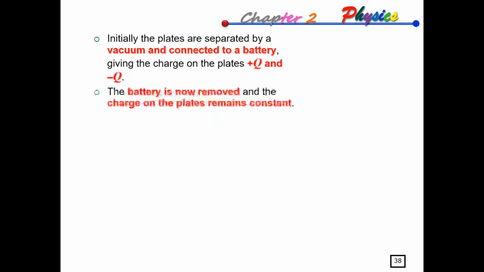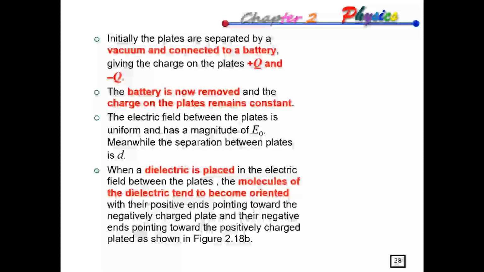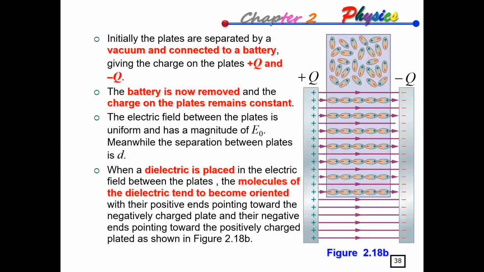Okay, now we want to investigate what will happen if the dielectric is placed in between the plates. We can see here in figure 2.18b, the dielectric is placed in between the plates. The molecules of the dielectric tend to become oriented with their positive end pointing toward the negatively charged plate and their negative end pointing towards the positively charged plate. You can see the negative charge oriented to the positive plate and the positive charge oriented to the negative plate.